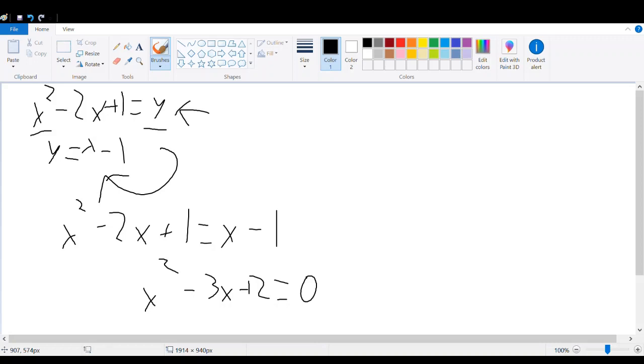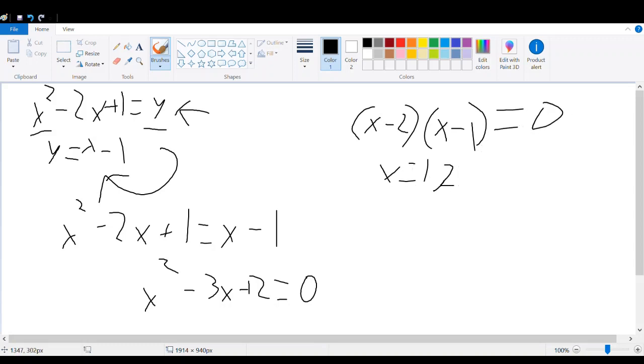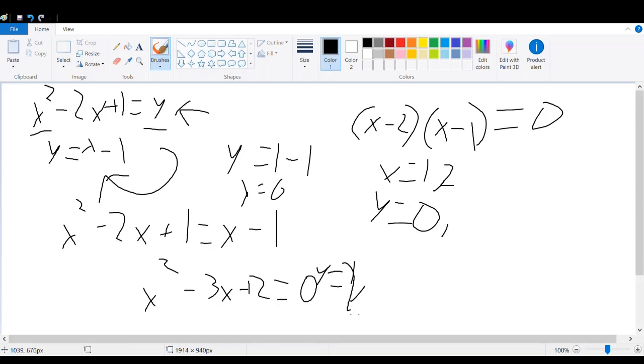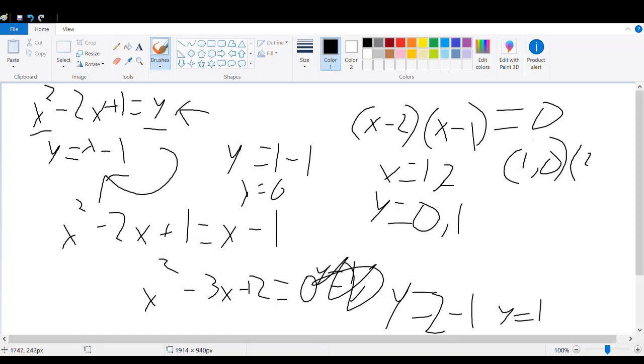X squared minus 3x plus 2 equals 0. And then we factor that, so we get x minus 2 and x minus 1 equals 0. X equals 1, comma 2. And then we're going to plug in our values for y. We're plugging in those x values to get our y values. So y equals 1 minus 1. Y equals 0. That's going to be 0, comma, y equals 2 minus 1, y equals 1. So our solution is 1, comma 0, and 2, comma 1.